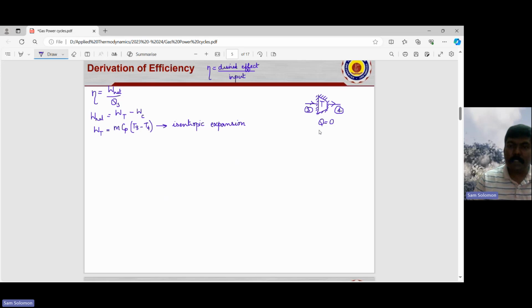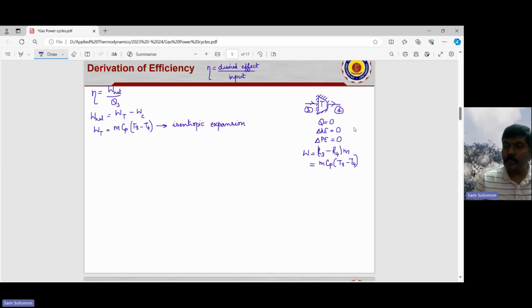And we assume that the changes in the kinetic energy are negligible, and also the changes in potential energy are considered negligible. So if you apply the steady flow energy equation for this case, what you have is simply W is H3 minus H4, which, if you multiply by the mass, is m times (H3 minus H4), which is simply m Cp times (T3 minus T4).